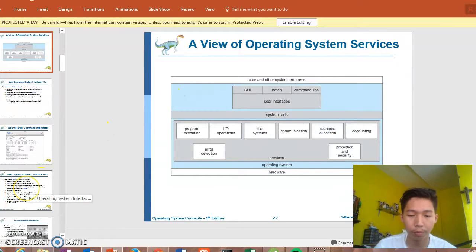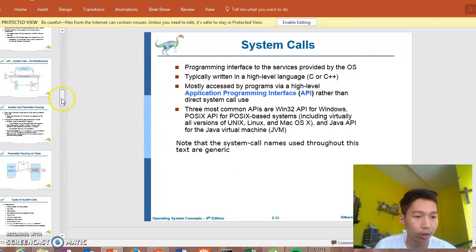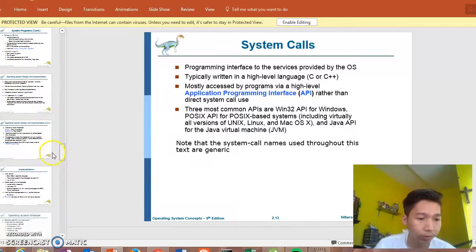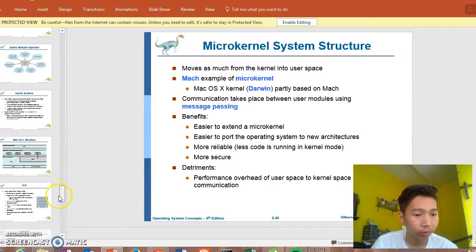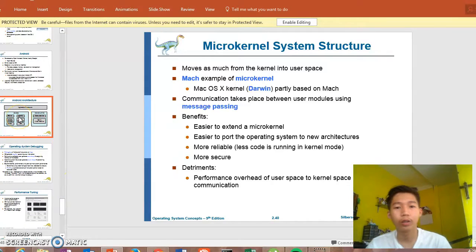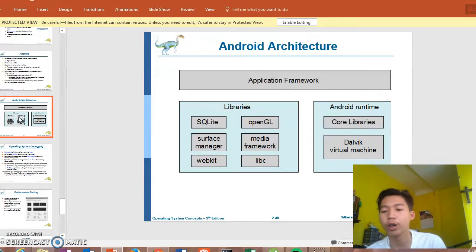And the second one will be talking about Android architecture.